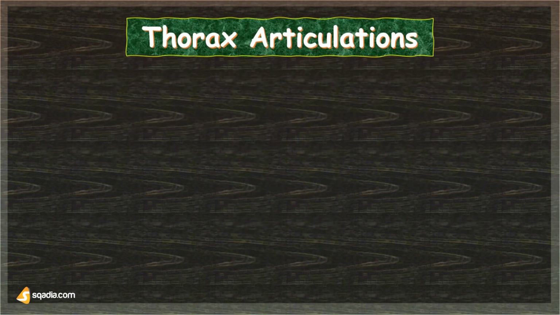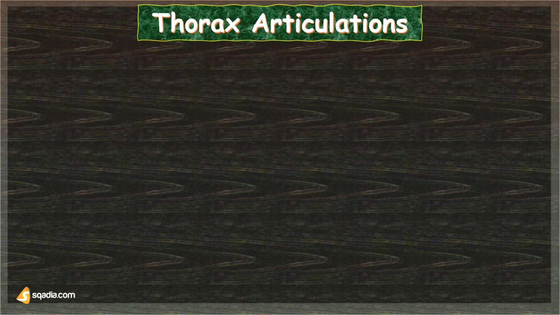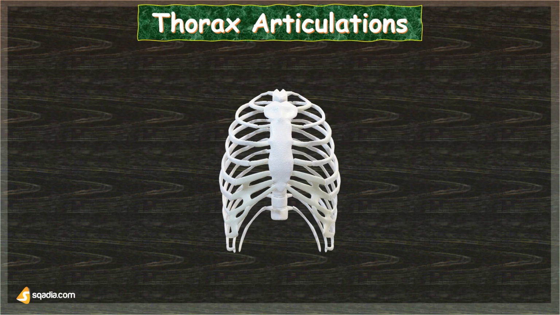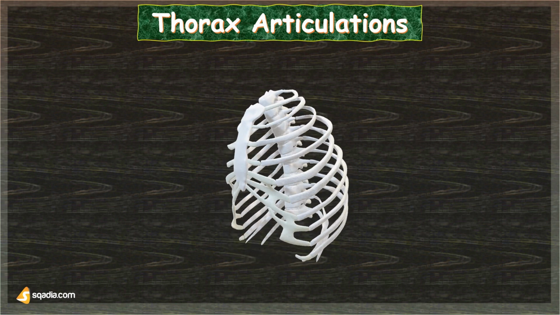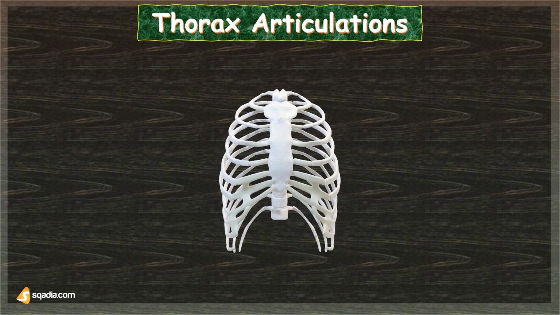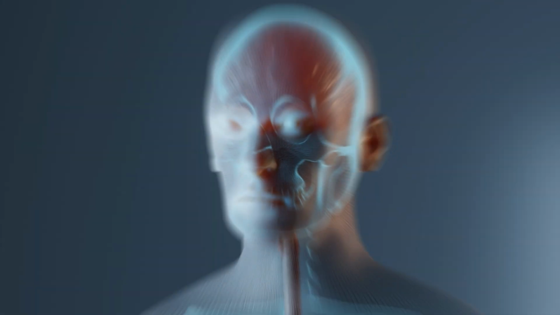The articulations of the thorax refer to the joints between the various bones that make up the thorax, including the sternum, ribs, and thoracic vertebrae. These joints play an important role in movement and posture, allowing for the smooth and efficient movement of the thorax.